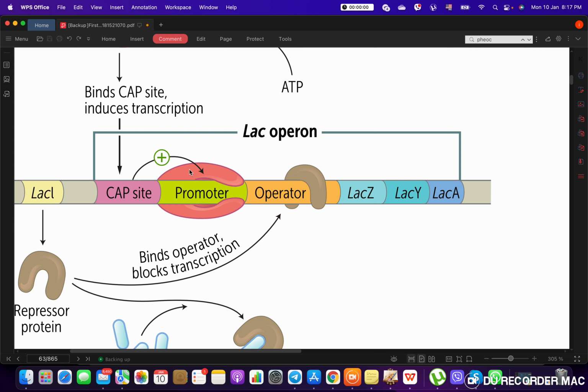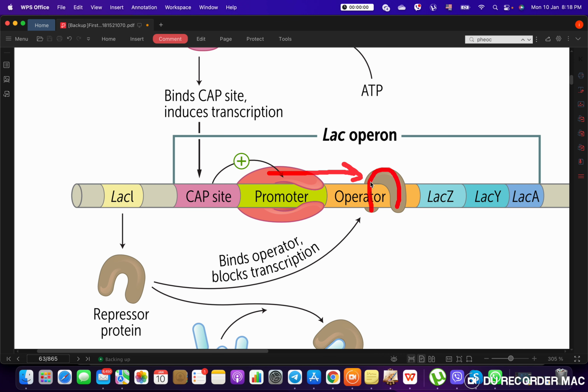RNA polymerase, which leads to the movement, but it faces some blockage here. What is this? Something preventing it from moving forward. The repressor protein, absolutely. So how can I remove the repressor protein? What should I have inside of the bacterial cell to remove the repressor? I should have lactose.